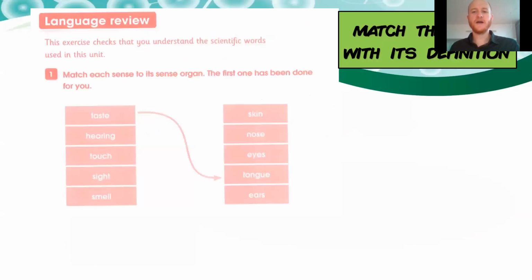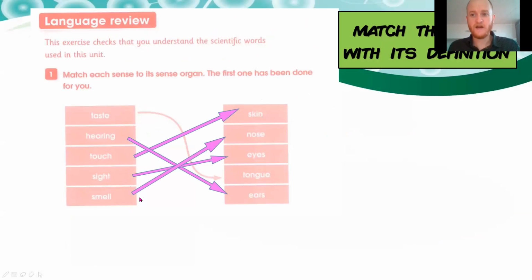The first one, match with its sense and its organ. Which one is hearing? I think you all know that's the ears. Touch, it was with your skin. Sight with your eyes, and smell with your nose. Very easy. I think you should all have 4 points out of 4 on this one.